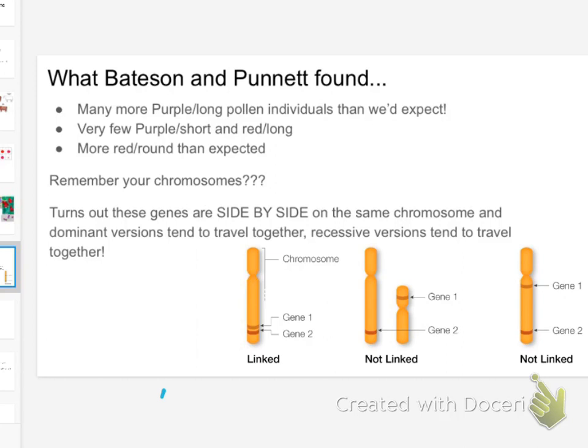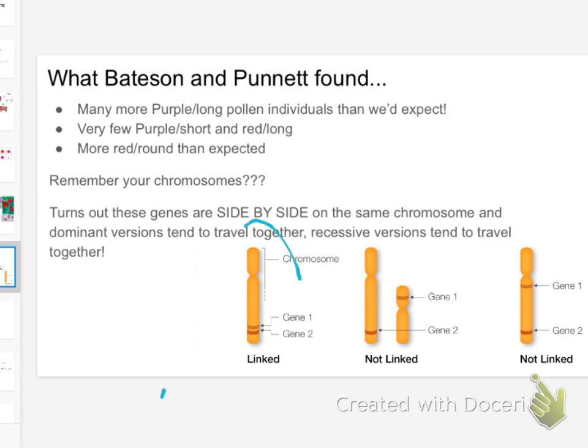So here's what they found. Basically, the dominant traits for flower color and pollen shape were traveling together all the time. Because if you look back at their Punnett squares, there were way more of those purple long than you'd expect. There were also more red short than you would expect. There were not nearly as many dominant-recessive combinations where you had purple round or red long, because it seemed like the genes for those two traits were side by side, so they don't get split up very often. So the dominant genes tend to travel together, and the recessive genes tend to travel together. Now, a couple words about gene linkages.